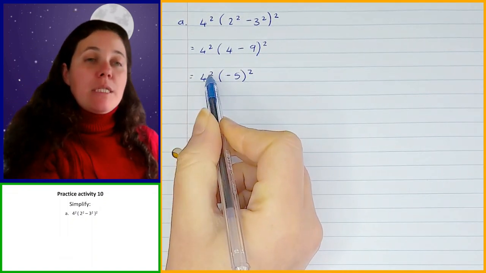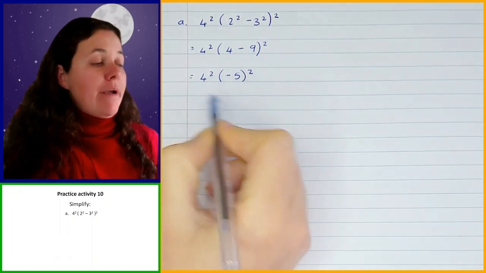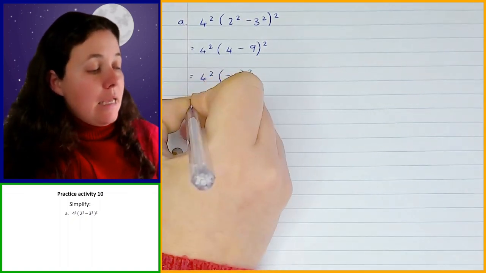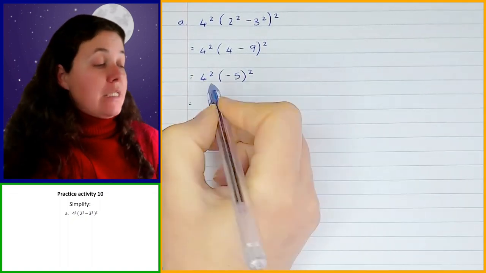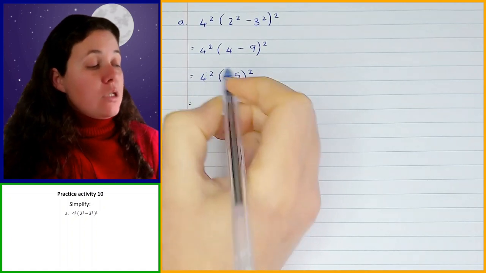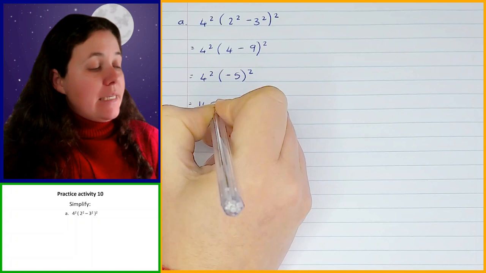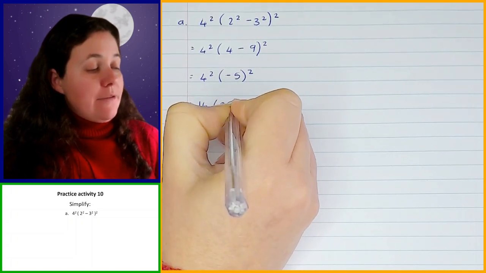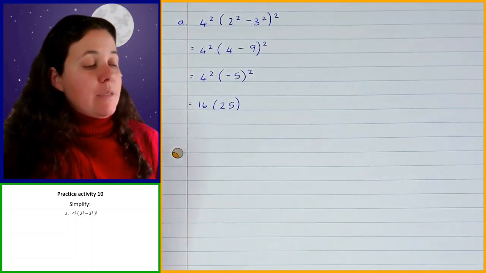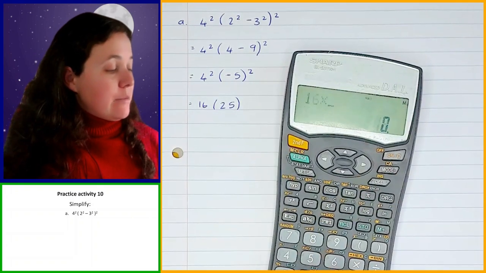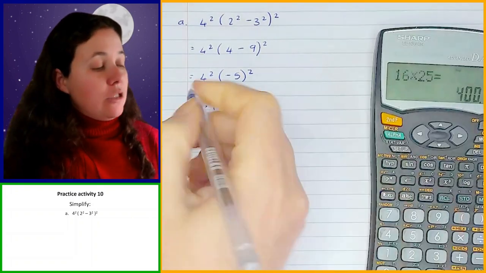So now I've got something squared times another thing squared. So now I can go on to my exponents, and I can say, what is 4 squared? 4 squared is 16. And what is negative 5 squared? That is positive 25. So now I have 16 times 25. So I can say 16 times 25, and that gives me 400.